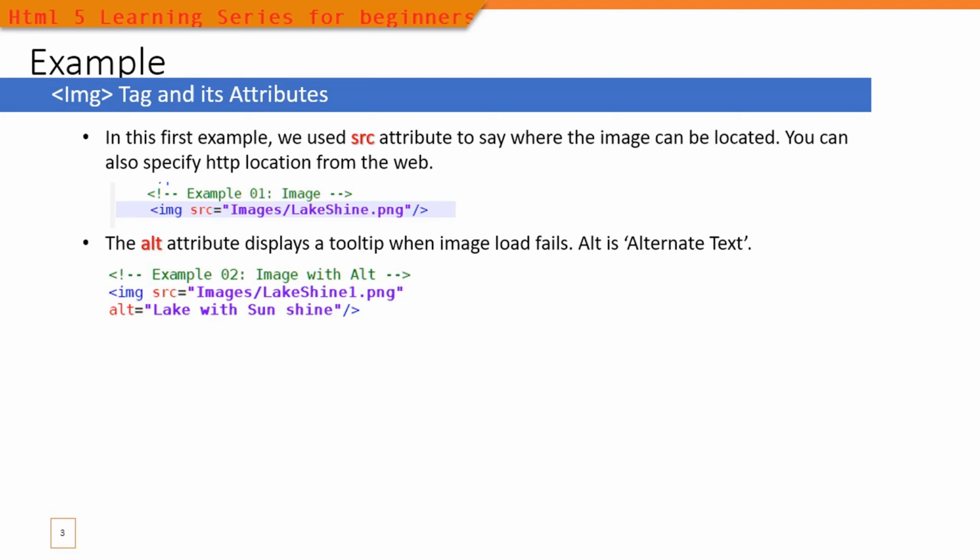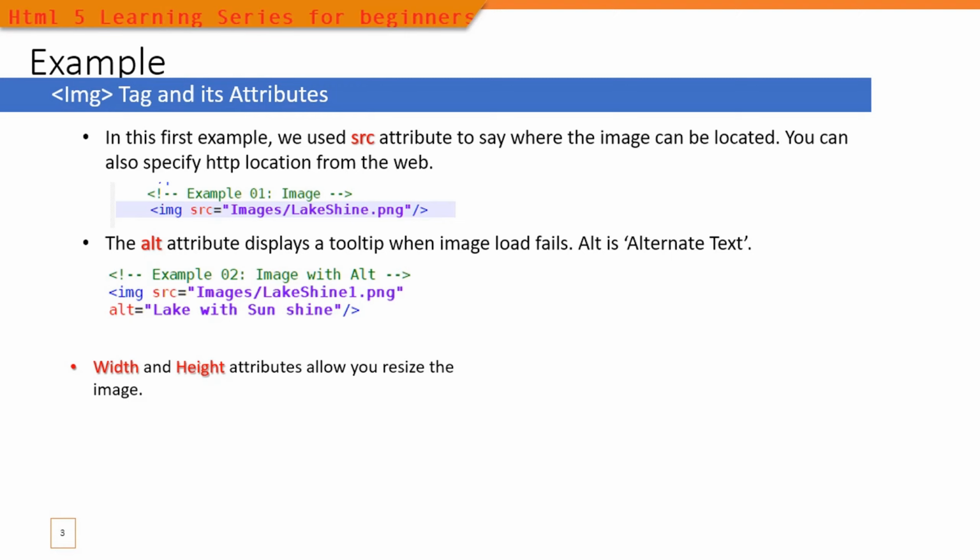So alt text in the sense alternate text. So that's the attribute. Alt is the short form, and what it denotes is alternate text. So it's alternate text for the image. That means the text will be displayed only when the image load fails. As alternate text, the text that you specify in the alt tag will get displayed.